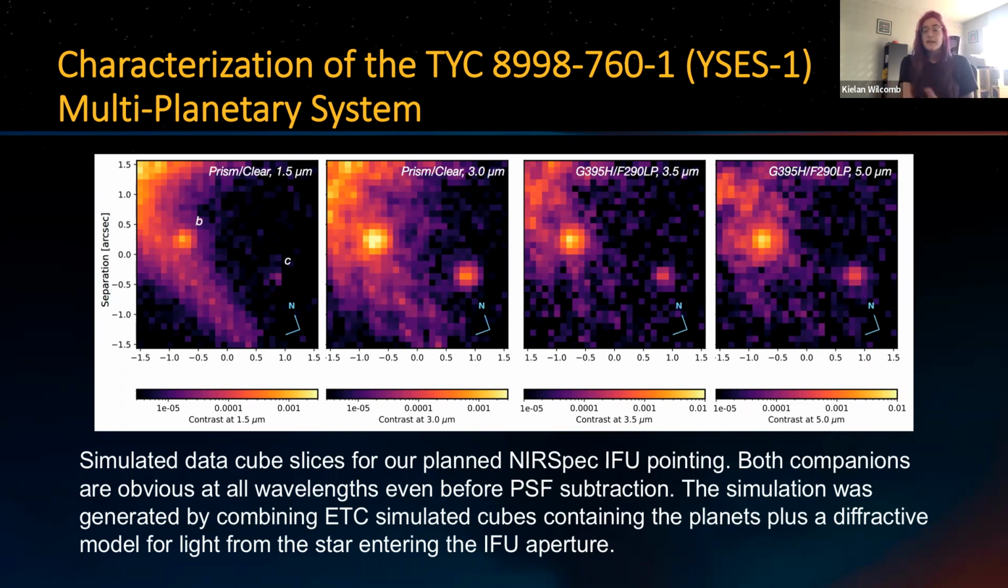Shown here are simulated data cube slices for the planned NIRSpec IFU pointing. Both companions are easily detected even before PSF subtraction. The data cube was generated by combining ETC simulated cubes containing the model planet spectra plus a diffractive model for the host starlight entering the IFU aperture.